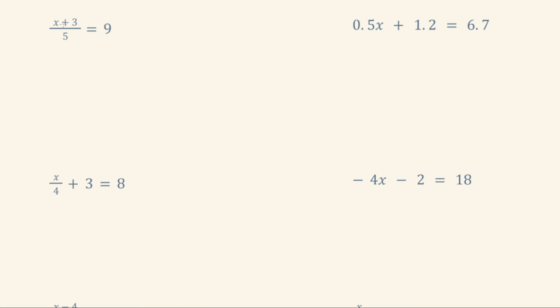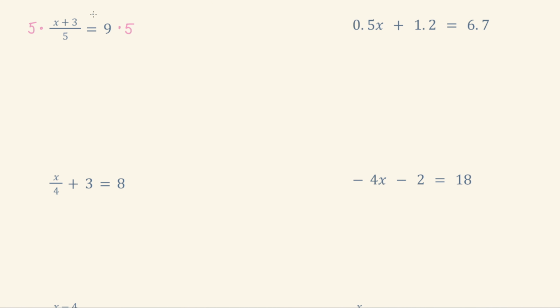So let's think about this. The x is being added to 3, and that sum divides by 5. The last thing that happened was a division by 5. So the first thing we should undo is that division. We're going to now multiply by 5 here, multiply by 5 over here, okay?